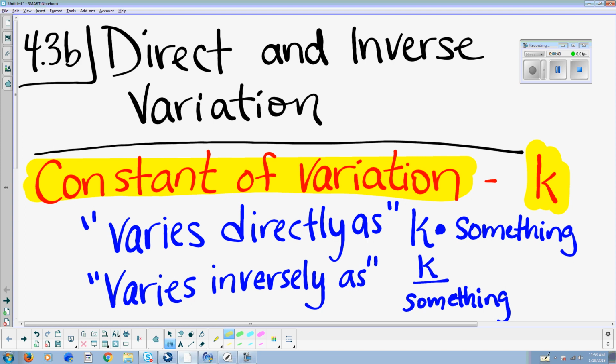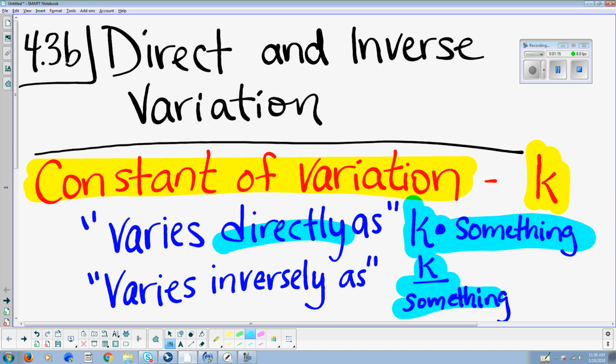We're also going to see some wording that I want you to be familiar with before we get there. Varies directly as and varies inversely as. When something says it varies directly as, then you're going to see your k, constant of variation, being multiplied by something. K times something. So directly is going to mean k times something. When you see varies inversely as, then we're going to see k, our constant of variation, divided by something. So inversely means k divided by. Directly means k multiplied by.